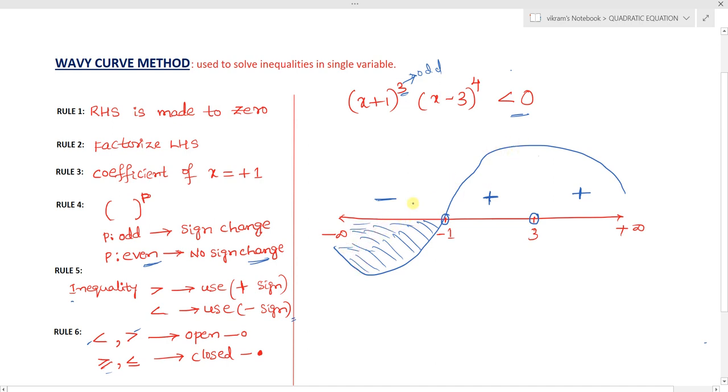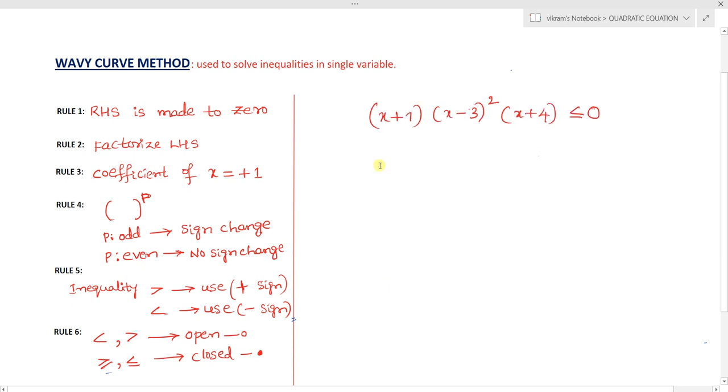Negative sign range is minus infinity to minus 1. Okay, and it is less than, which means the open interval only. So we can write this as minus infinity to minus 1 with open braces, which is nothing but x belongs to minus infinity to minus 1. This is the solution for this given inequality.